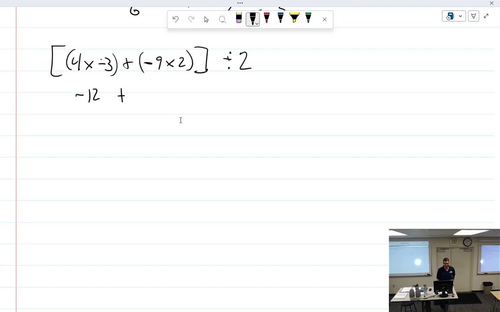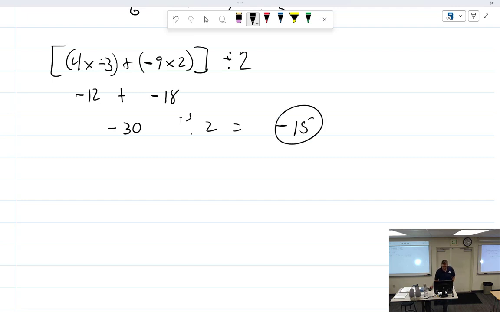-12 plus -18. What is -12 plus -18? -30. And if we didn't know that, everybody knows where the little negative key is down there on the bottom left-hand corner, right-hand corner. So -30 divided by 2 equals? -15 would be the correct answer this time.